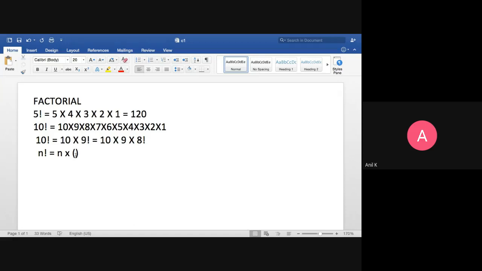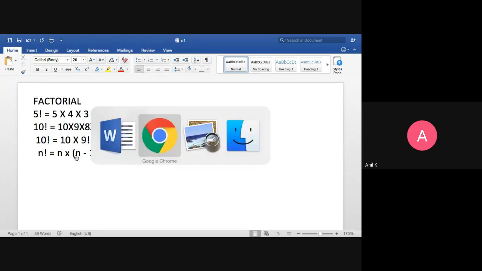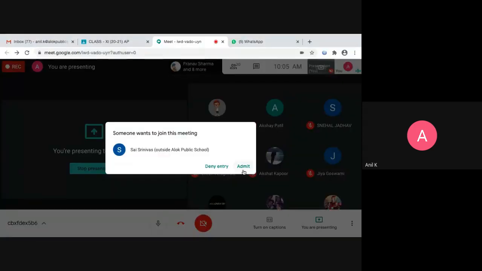So n factorial, if I want to say, is n into n minus 1 factorial, if you want to start here itself. Or you can write the same thing as n into n minus 1 into n minus 2 into n minus 3 into, and this process will continue till 2 multiplied by 1. So I have to reach anyhow till the number 1.